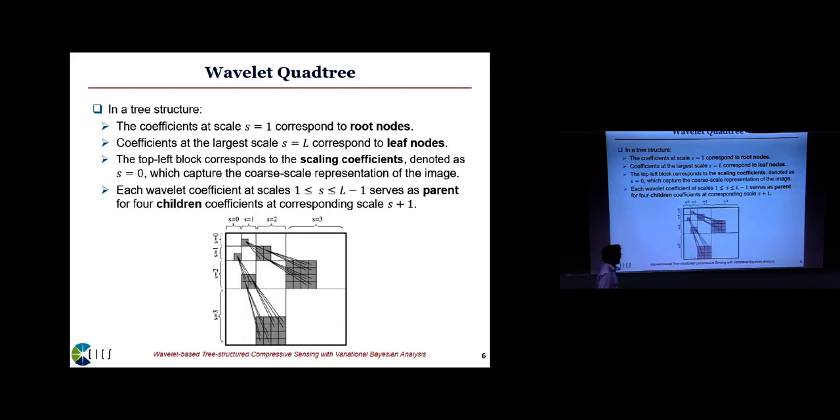A tree structure has a few definitions and properties. S equals zero contains our scaling coefficients, all other ones contain our wavelet coefficients. S equals 1 is the root nodes. The last one is the leaf nodes. There is also a parent-child relationship between the wavelet coefficients across the scales. Each wavelet coefficient is parent for four wavelet coefficients in the scale S plus 1. Here, this wavelet coefficient is parent for four children, and each of these has four other children until the leaf nodes.